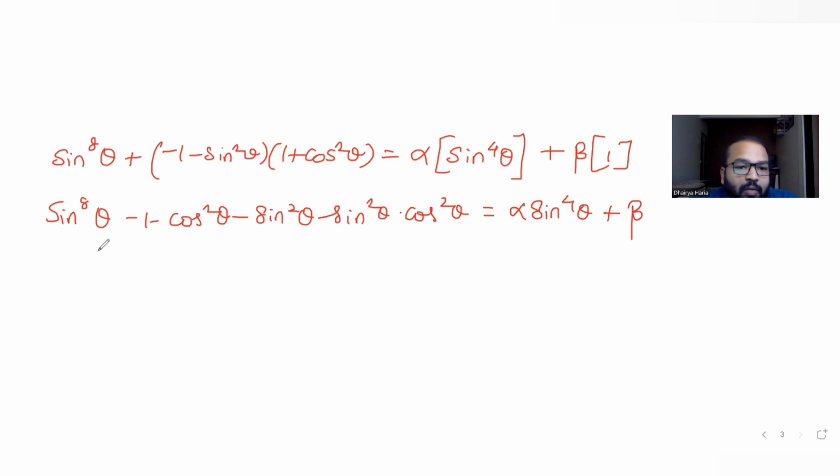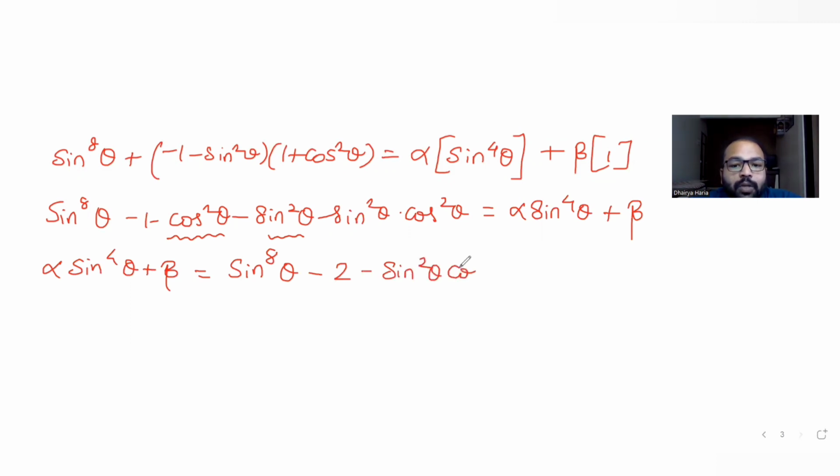So from this equation, if I further solve this, it gives me alpha sine raised to 4 theta plus beta, that is equal to sine raised to 8 theta minus, if you understand this and this, if I take minus common from these two terms, sine square theta plus cos square theta is 1. So it becomes minus 1 minus 1. So it becomes minus 2 minus sine square theta, right?